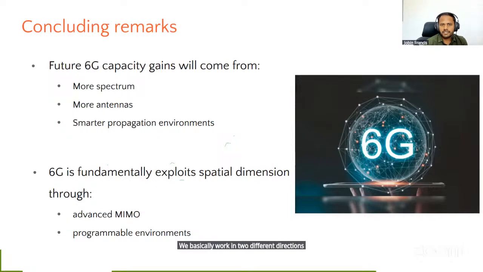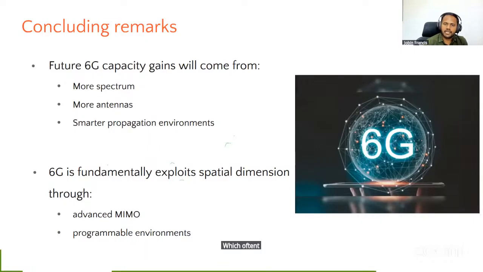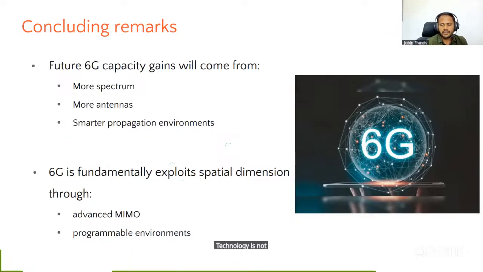And now these new technologies are basically bringing in this RF side of things, this electromagnetic side of things. One of which I pointed out is mutual coupling, which communication engineers often neglect, assuming there is some lambda by 2 spacing between the elements. We don't worry about such aspects, right? But these factors also start to come in. So in a nutshell, yes, this communication technology is not a standalone thing.